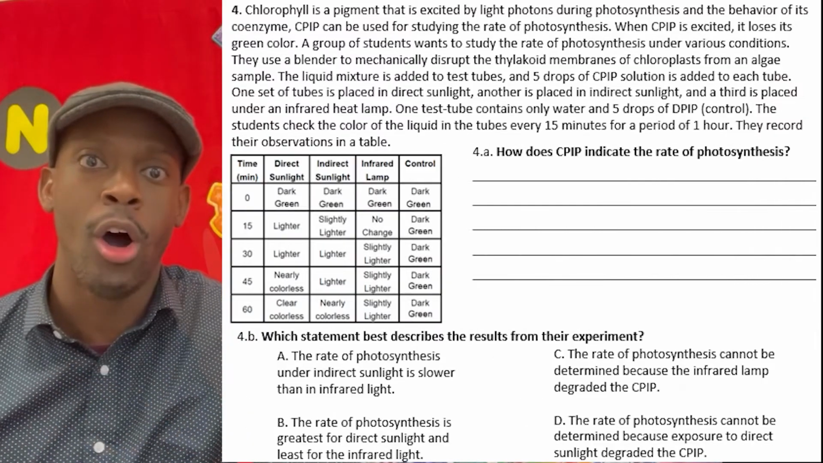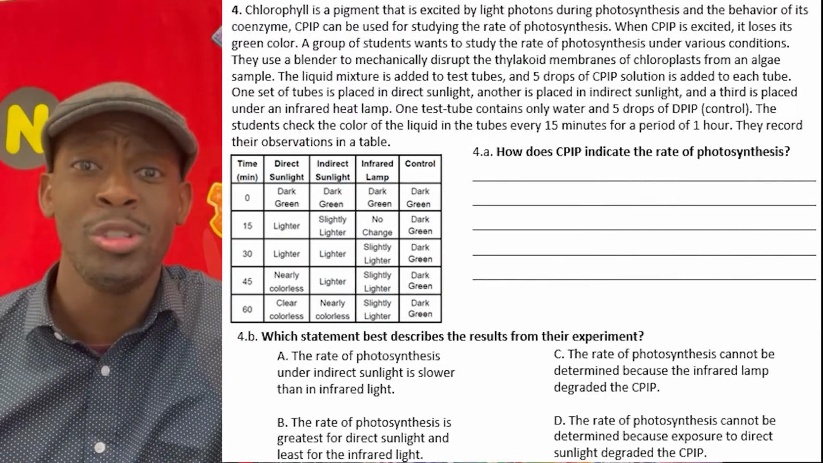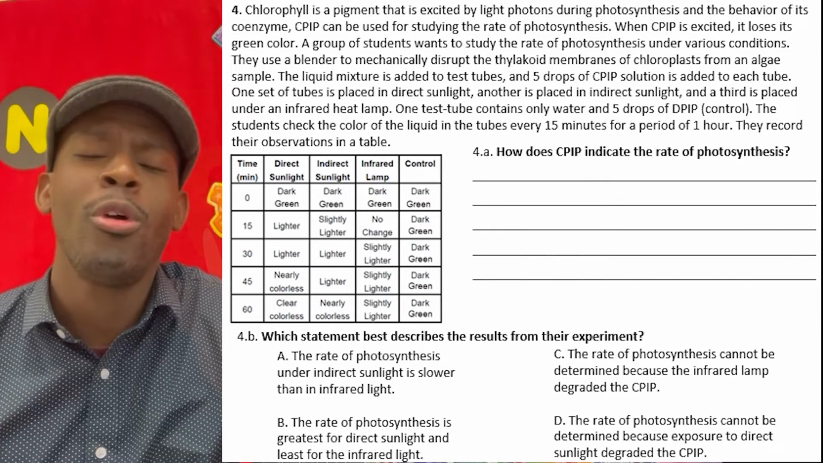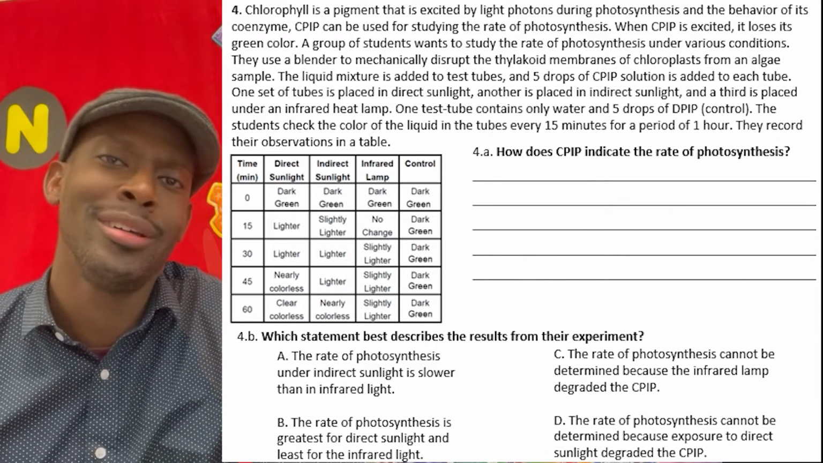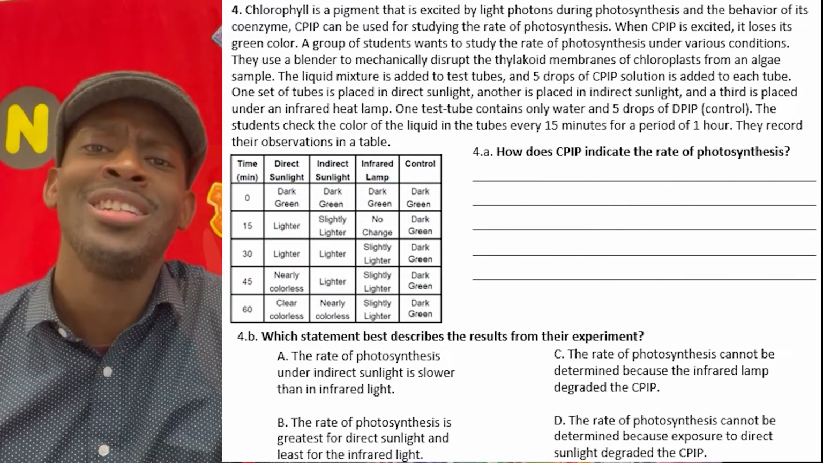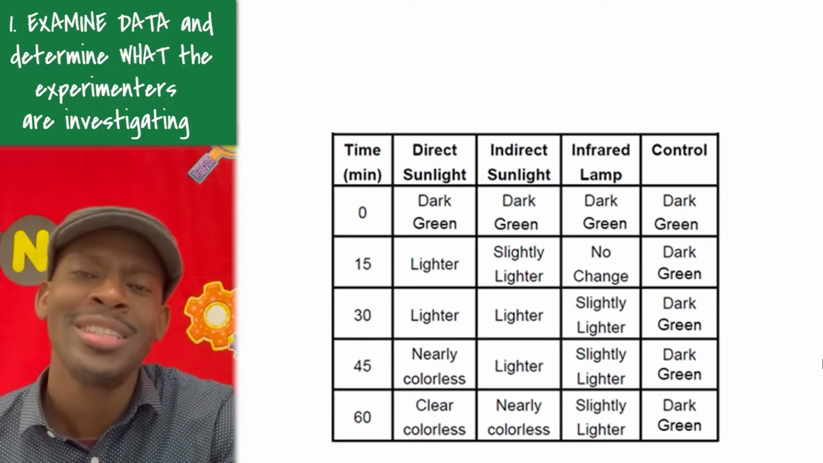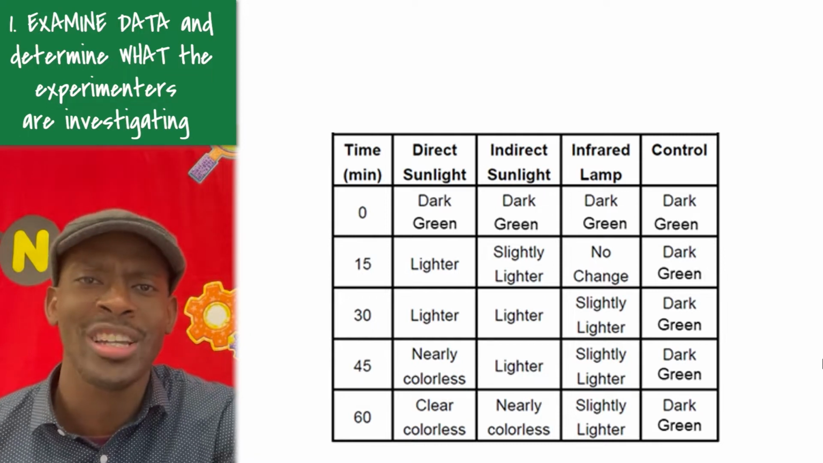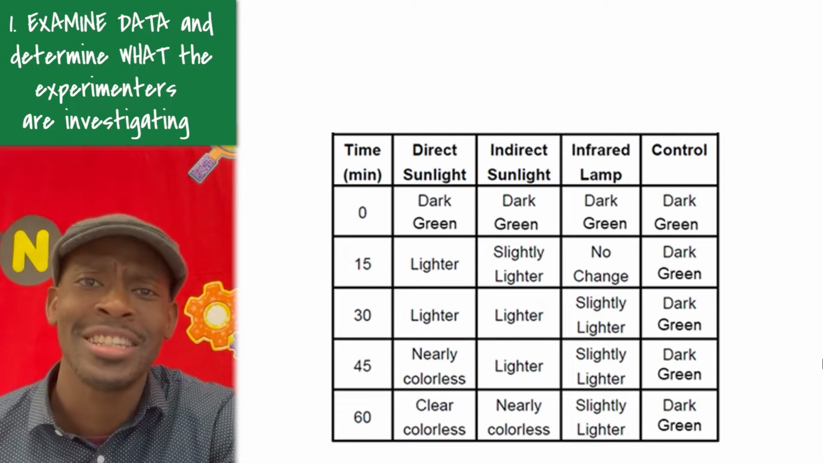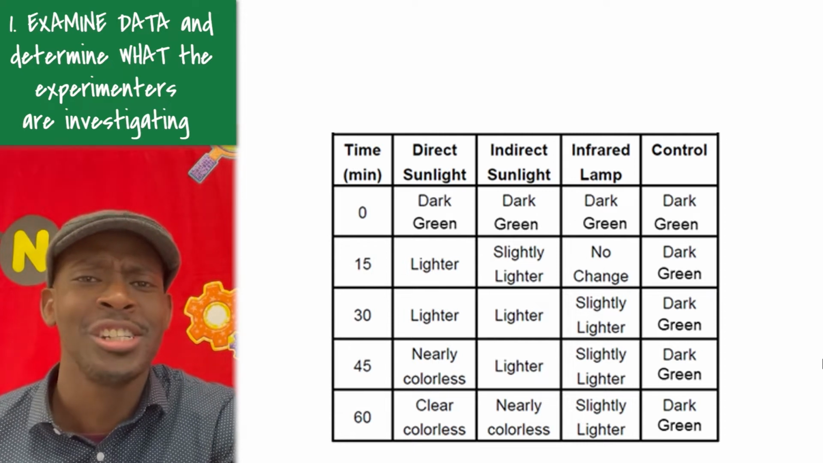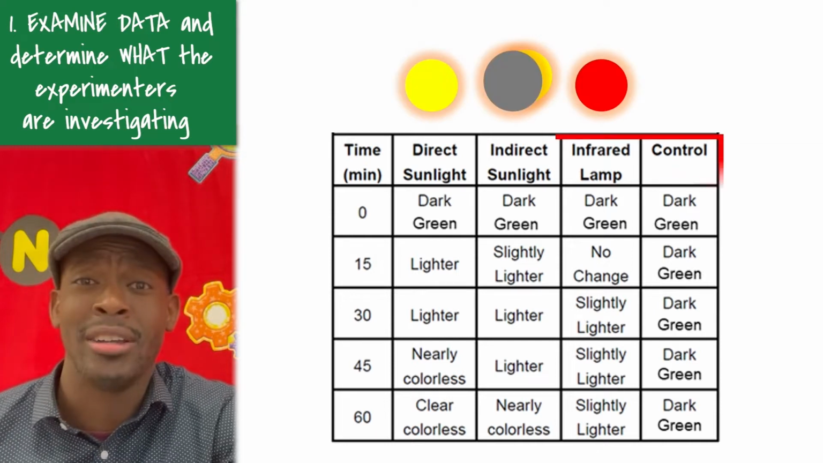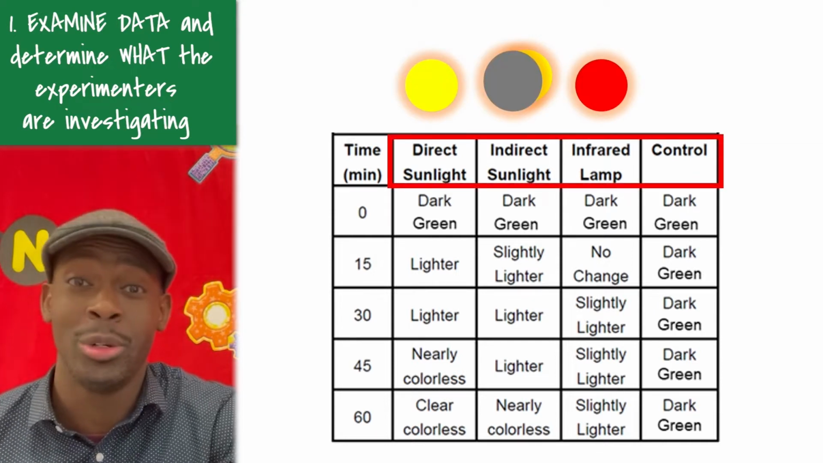Here's a very long question with a huge passage and some data that goes along with it. Before you just jump in and read and bog yourself down with all of that, the first thing you want to do is examine the data. See if you can figure out on your own what the experimenters are investigating. Looking here, I can see that they are changing the type of light. I don't know what for, but that's what they're doing, right?